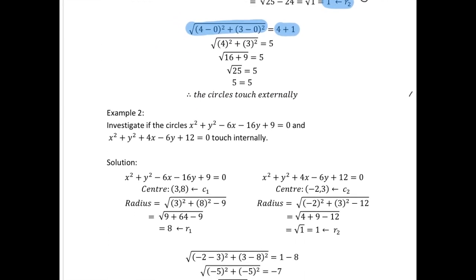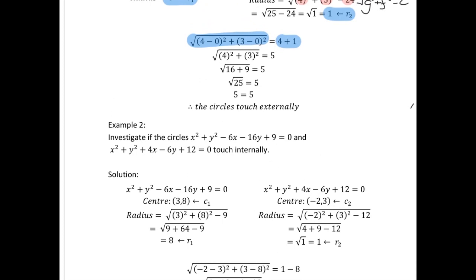One final example is to investigate if the two circles x squared plus y squared minus 6x minus 16y plus 9 equals 0 and x squared plus y squared plus 4x minus 6y plus 12 equals 0, do these two circles touch internally this time? So what we'll be looking for is that the distance between our centers C1 and C2 is equal to R2 minus R1.